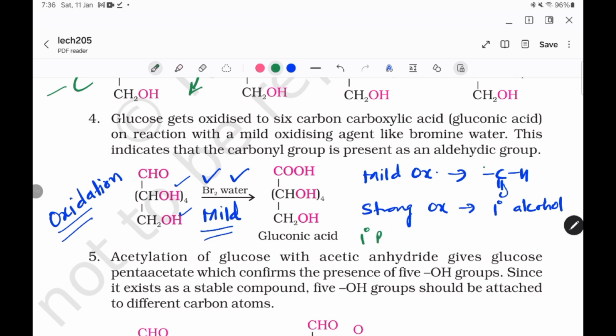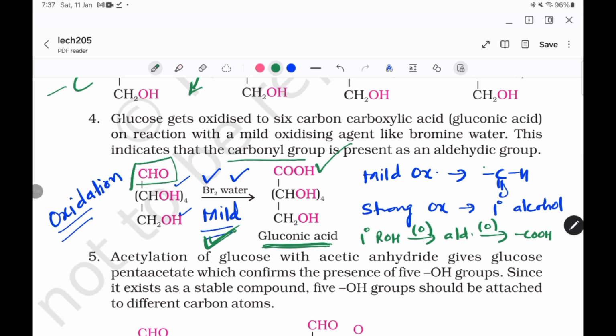Primary alcohols, if you oxidize them, give aldehydes, and aldehydes on further oxidation give carboxylic acids. In this particular case, since we are using a mild oxidizing agent, the CHO gets converted into COOH. This compound is called gluconic acid. So this reaction proves that the carbonyl group which we have seen in glucose is an aldehyde.